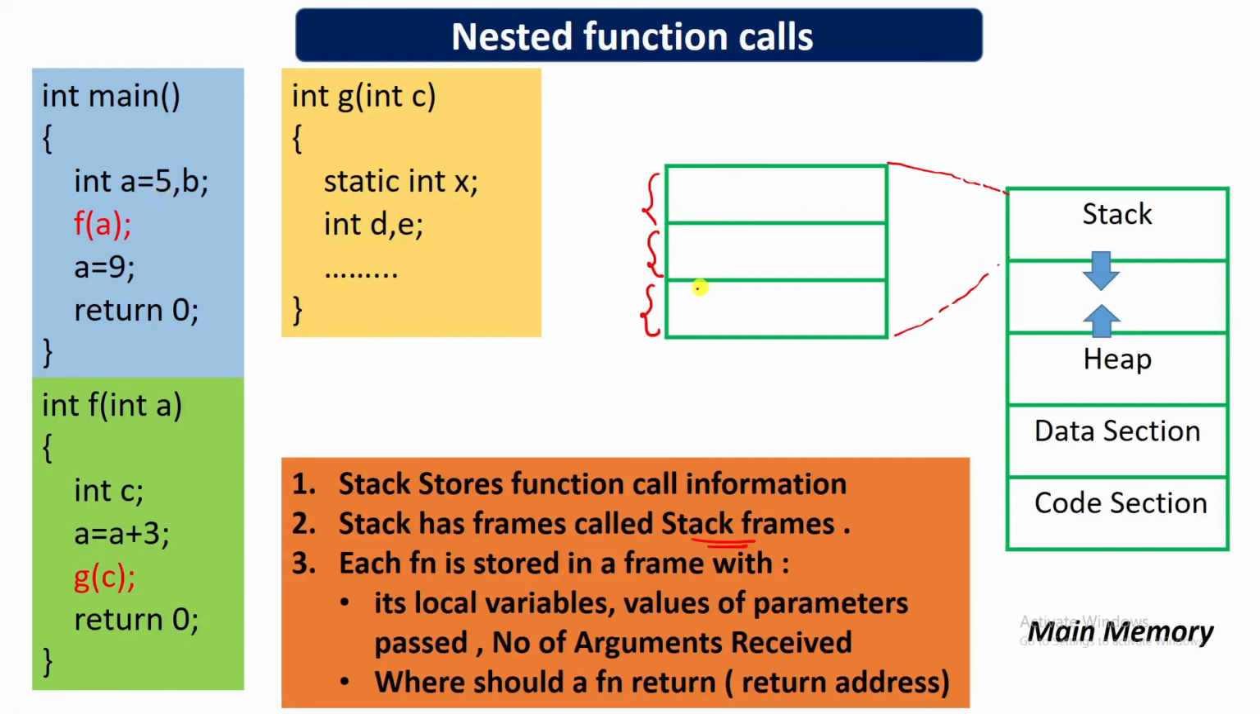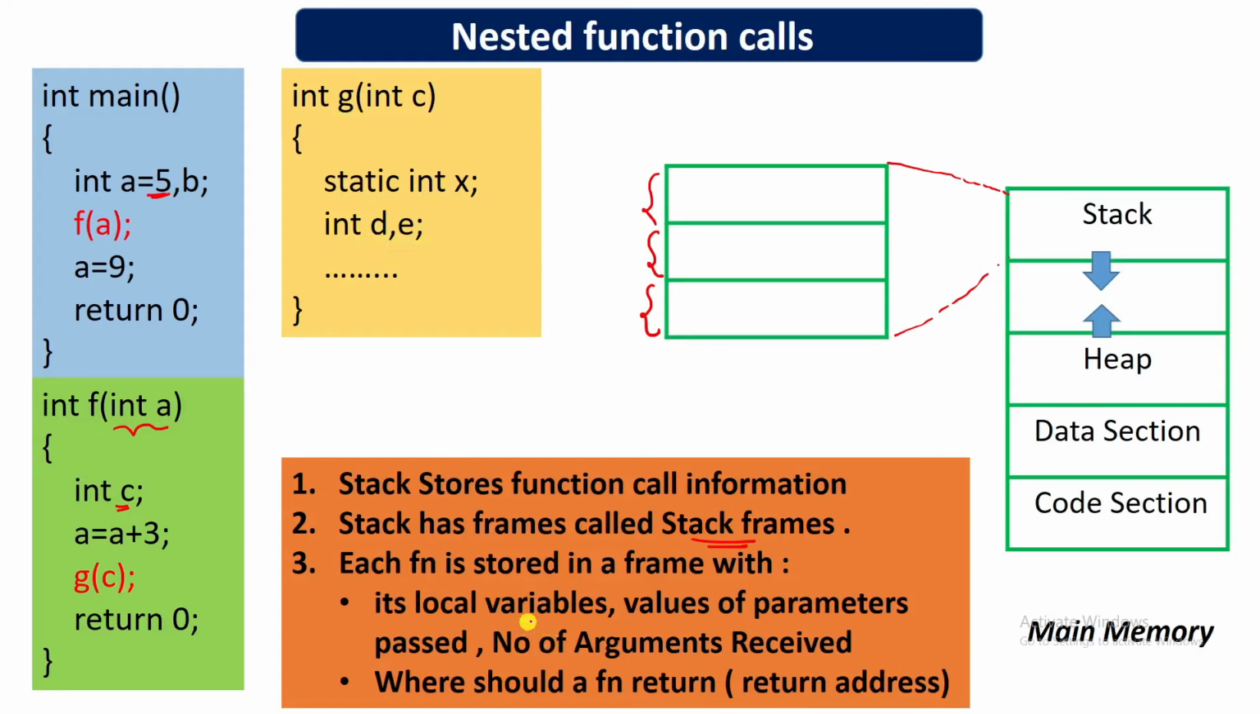Basically, each stack frame contains the local variables of a function, the values of the parameters which are passed to that function, and the number of arguments received. As you can see, inside the main function, these are the local variables, right? Inside the f function, this is the local variable c, and this will also be treated as a local variable for the f function. In the same way, g has some local variables d, e, right?